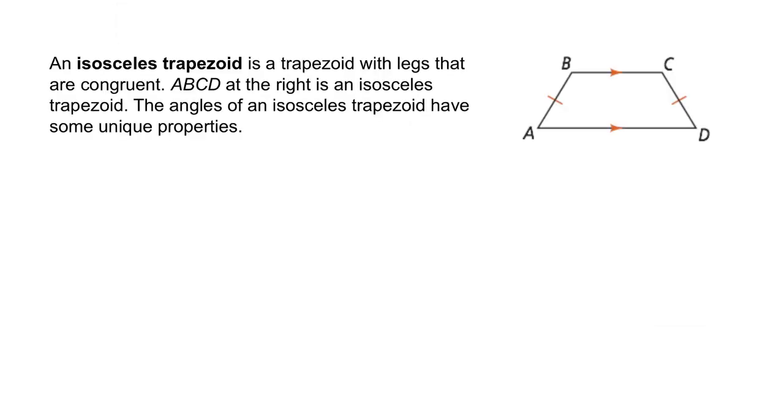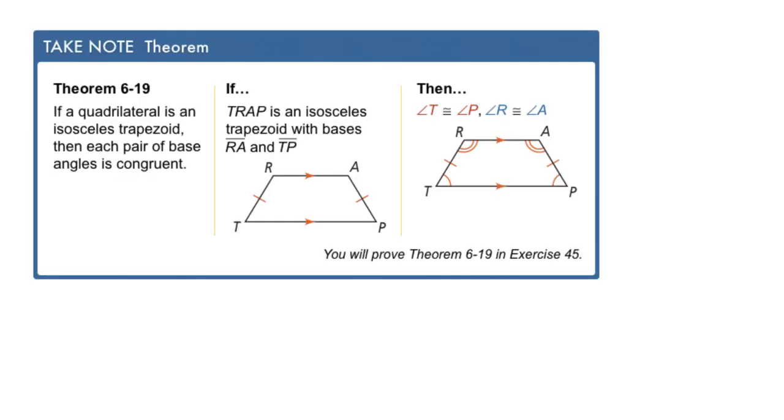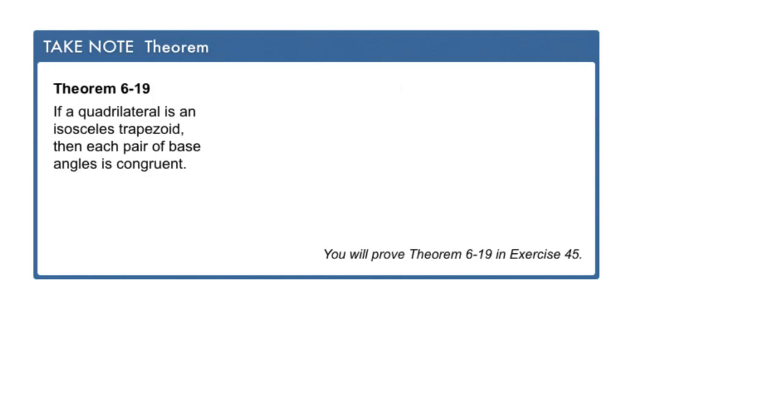An isosceles trapezoid is a trapezoid with legs that are congruent. Quadrilateral ABCD at the right is an isosceles trapezoid. The angles of an isosceles trapezoid have some unique properties. Theorem 6-19 states if a quadrilateral is an isosceles trapezoid, then each pair of base angles is congruent.